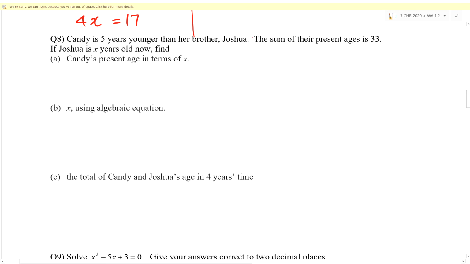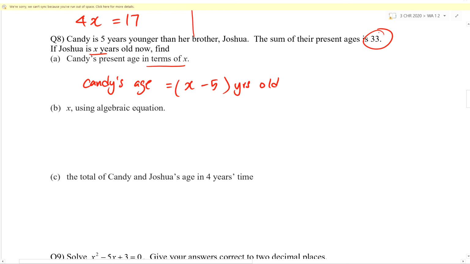Candy is 5 years younger than her brother. Her brother is X. Find Candy's age. Candy's age is X minus 5 years old. Find X. So this other information we have not used yet.